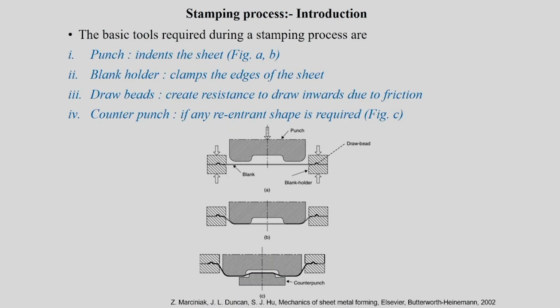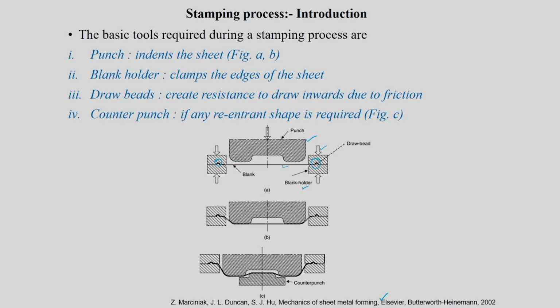Just to tell you the very basic tools required for the stamping process, which are already known to us. These are all conventional tools available to us, but it's a more intricate shape that is required here. You can see diagrams A, B and C, which are taken from this particular book. You will see that it has a punch, a blank or a sheet, a blank holder, a die kept here, and a draw bead on these locations. It's a sectional view. Now the punch is not touching the sheet here. There is a gap.